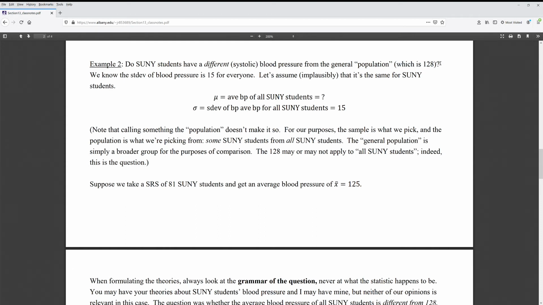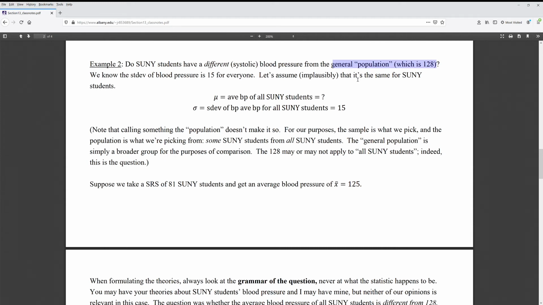So, from this question, we immediately set up our alternatives. Either the average blood pressure of all SUNY students is 128, or it's different from 128. It's either 128 or it's not 128. Notice, by the way, that calling something the population doesn't make it so. The general population is a point of comparison. We're not doubting that the average of that is 128. That's a known fact.